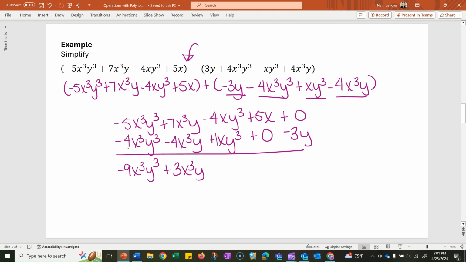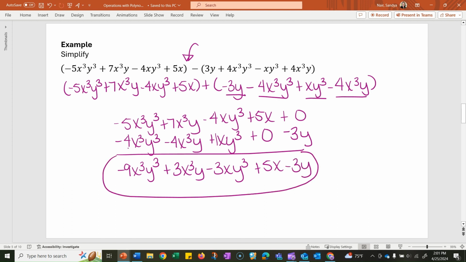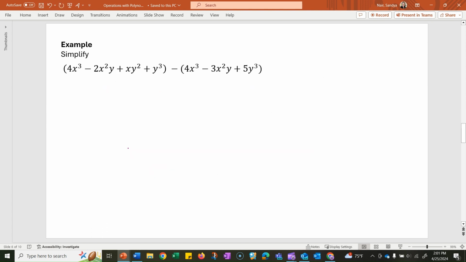Minus 4 plus 1 is going to be minus 3, so we have minus 3xy cubed. 5x plus 0 is just 5x, and then I have my minus 3y. So this is the fully simplified form of this expression. So now let's try this example.